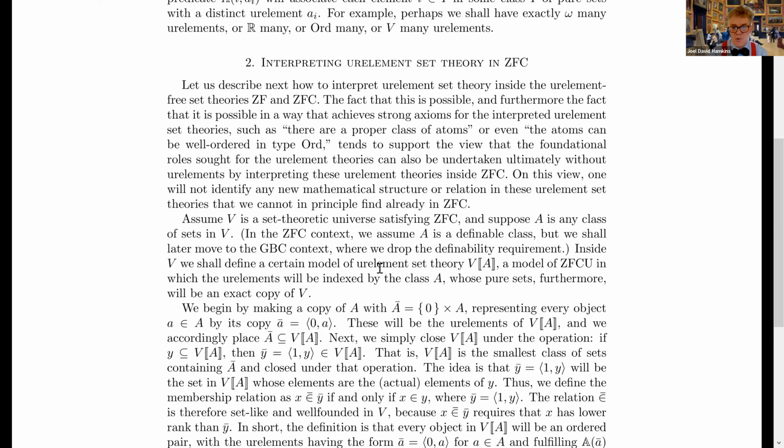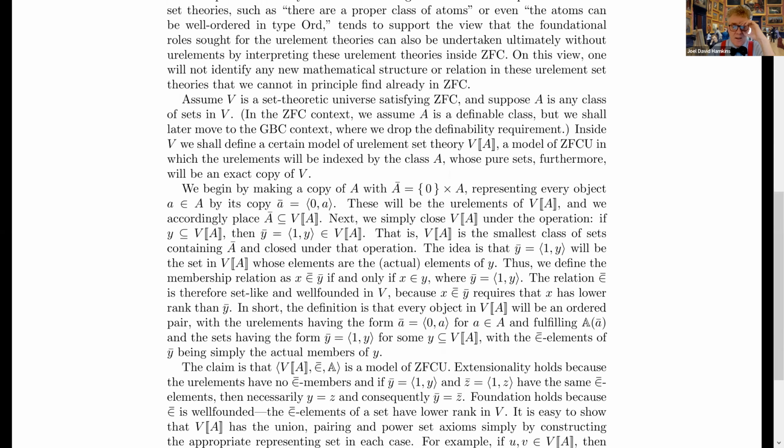Okay. And now I'm going to define a certain model that I call V bracket A. And this is going to be an urelement model in which there will be A many urelements. And so the first thing we do is we make a copy of A. So every element of A has a copy, which is a pair starting with 0. These are going to be the atoms of V bracket A. So we put all those into V bracket A. And now we close under the following operation. If I have a subset of V bracket A, then I make this thing, which is a pair whose first element is 1, and that's going to represent that subset as an element in V bracket A.